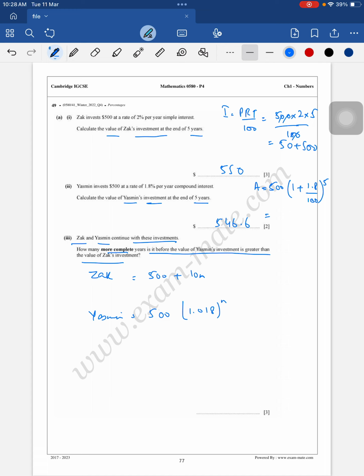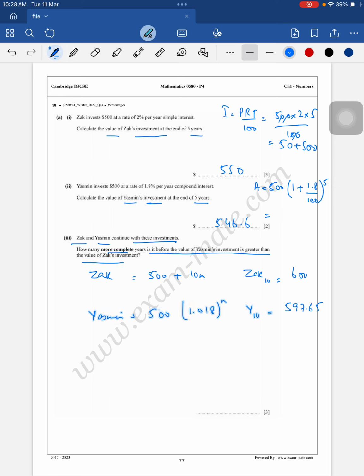Let's take the answer for 10 years. So Zach for 10 years, Yasmin for 10 years. So 500 plus 10 into 10 years, right? So 600. So Zach's investment after 10 years will be 600, and Yasmin's investment after 10 years is 500 multiplied by 1.018 power 10. We are getting 597.65.